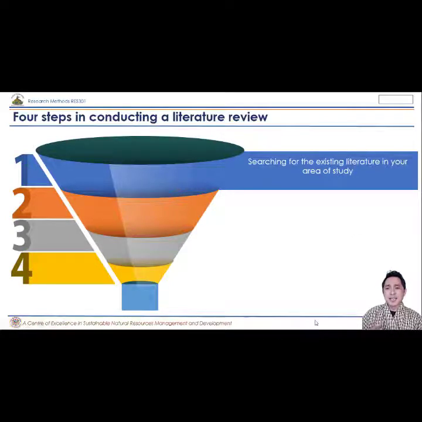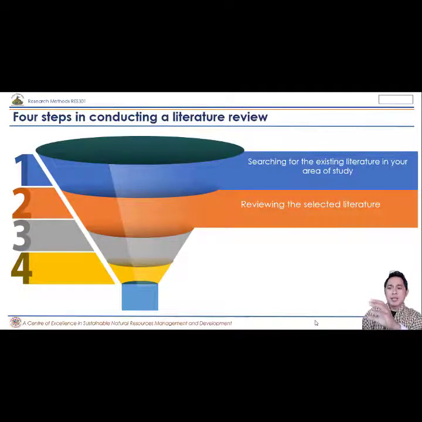searching the existing literature in the study area. So it's like where to find the literature that is required for our study. It's just finding literature, nothing more, just searching. Second one is, after we search, we select the literature that is very relevant to our study, and then review that selected literature out of the many searched in step number one.